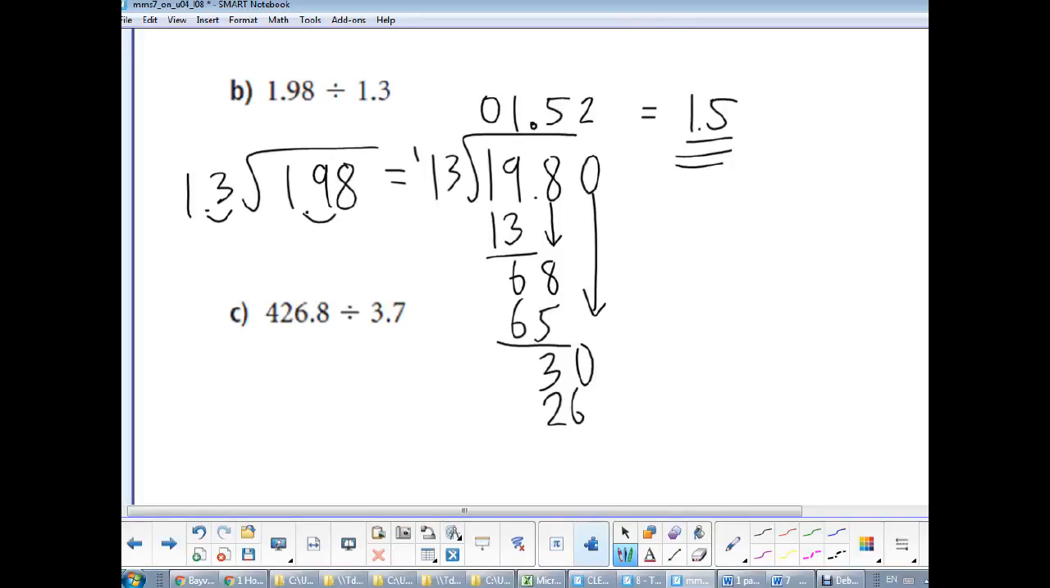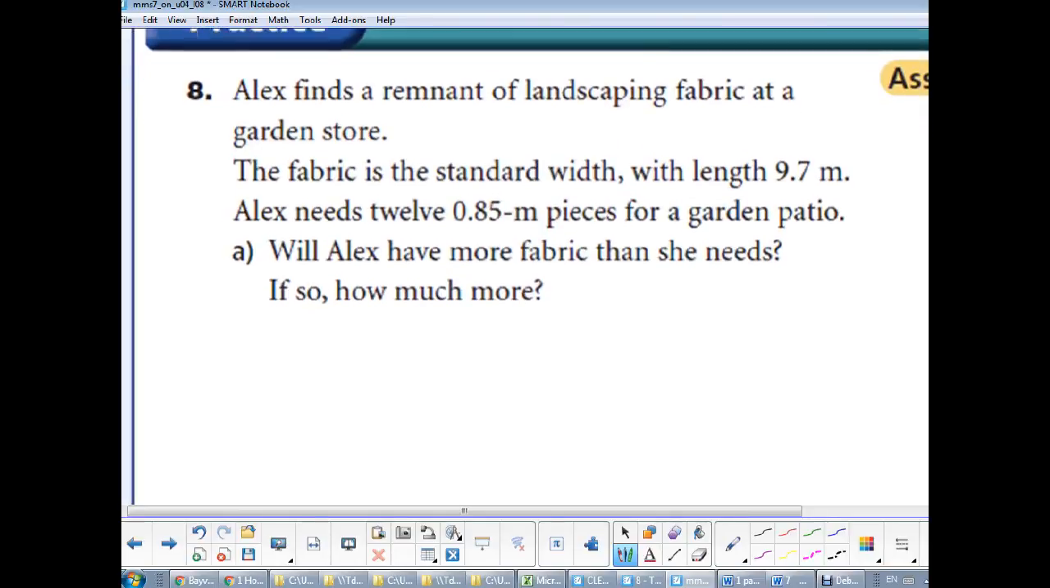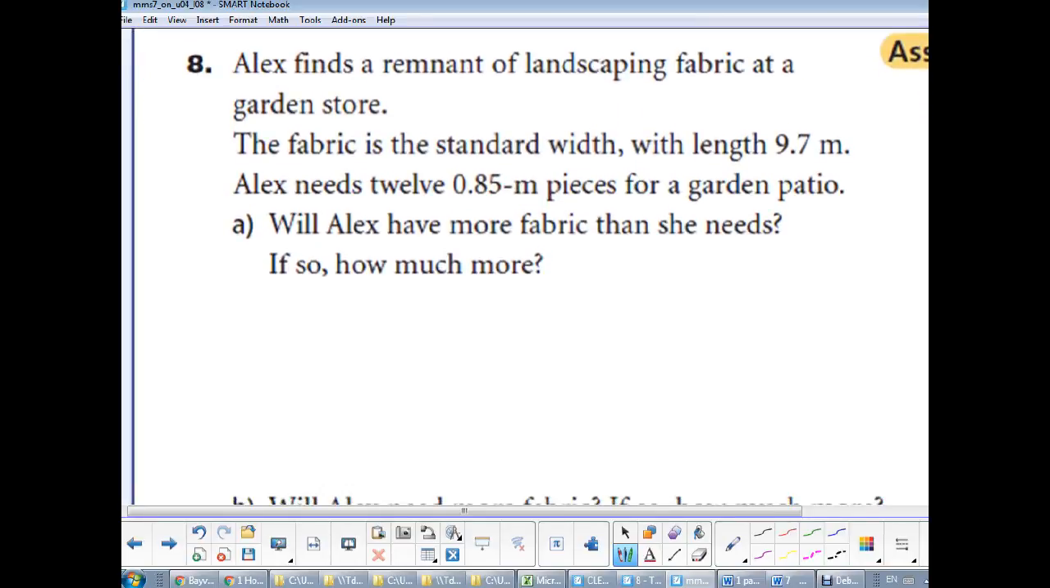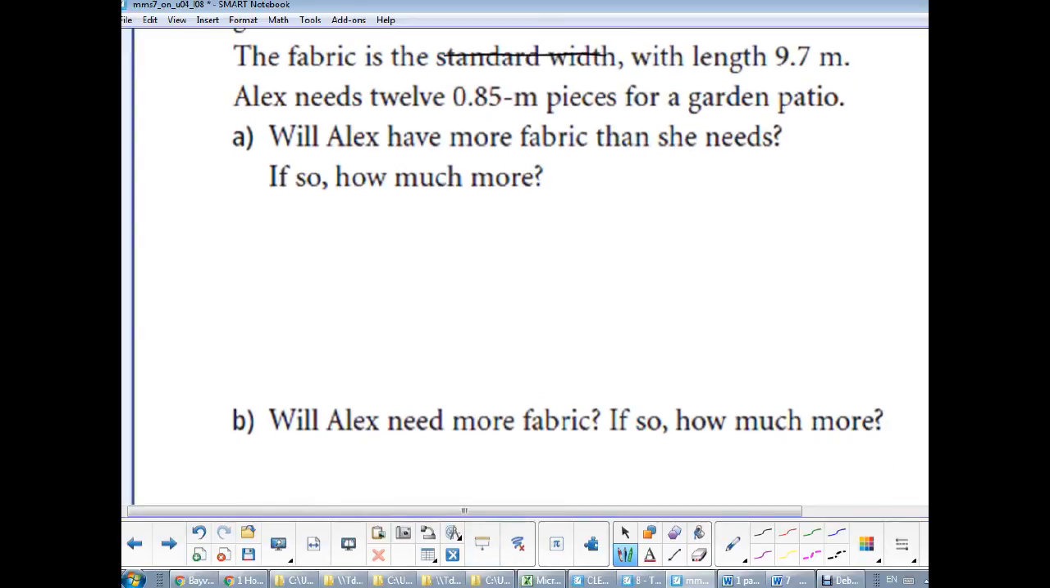I'm going to skip ahead now to number 8. Alex finds a remnant. Remnant means a leftover piece of landscaping fabric at a garden store. The fabric is a standard width. They're not telling you what the width is, which means we don't care. The length is 9.7 meters. Alex needs 12 of these pieces.